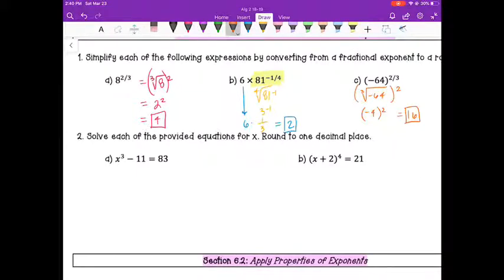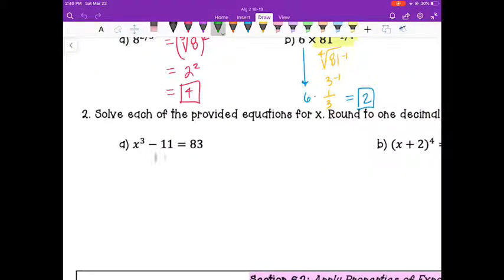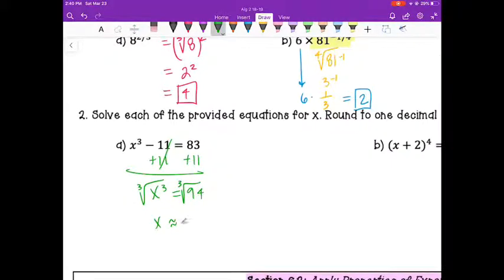In example 2, solve for x and round to 1 decimal place. So example A, we are going to start by adding 11. X cubed equals 94. So we are going to take the cubic root of 94 to get our answer. Plugging that into our calculator using that math option, we get about 4.5.